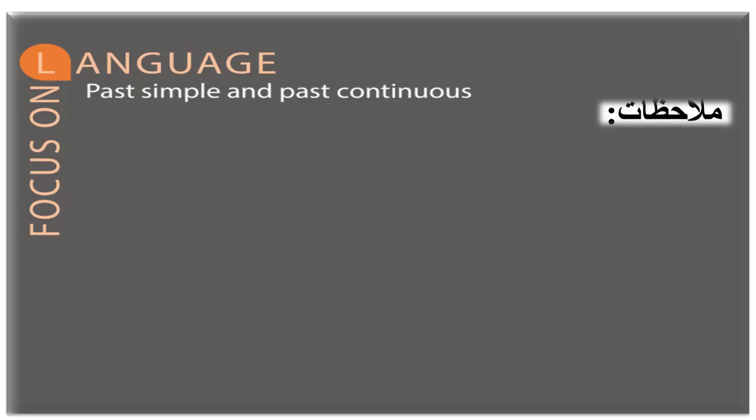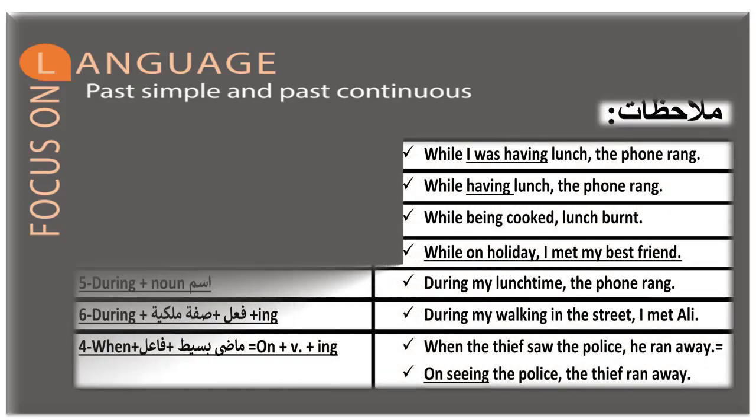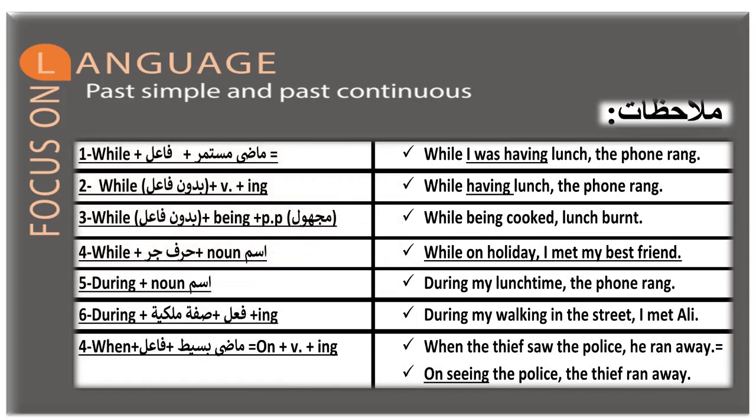We have here some notes. بعض الملاحظات. Number 1, while plus subject plus past continuous. While I was having lunch the phone rang. Number 2, while without a subject بدون ما يكون عندي فاعل. We here use just verb plus ing. While having lunch the phone rang.